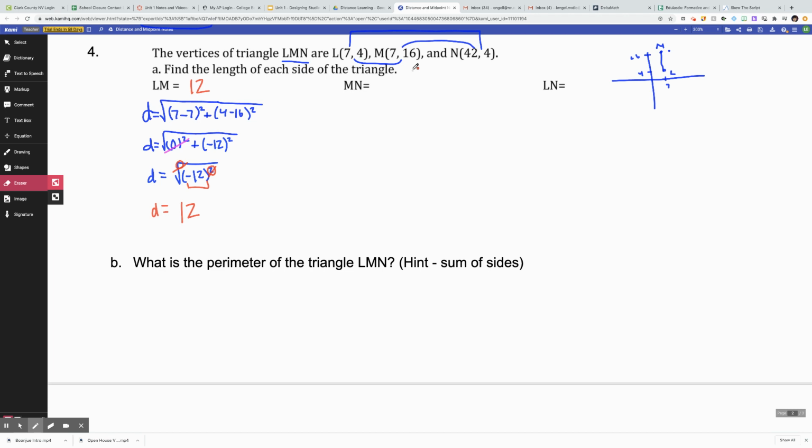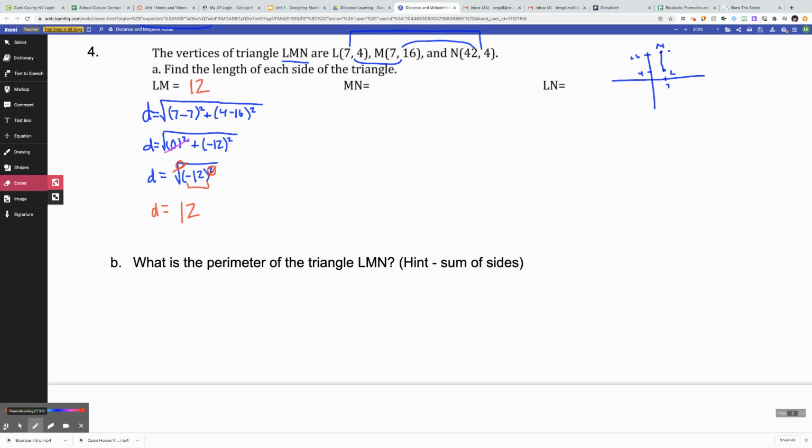problems that we've done previously because all the numbers are different, and then LN also. See if you can figure out what the distance is for LN, which is going to be similar to how I did LM because you have two coordinate points where your y values are the same. All right, so I will see you back here in a second.